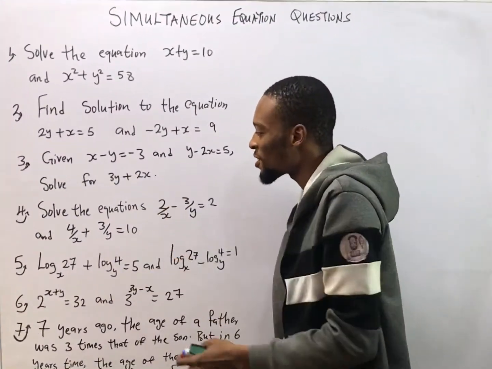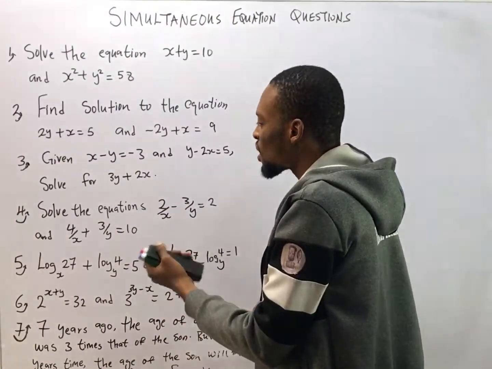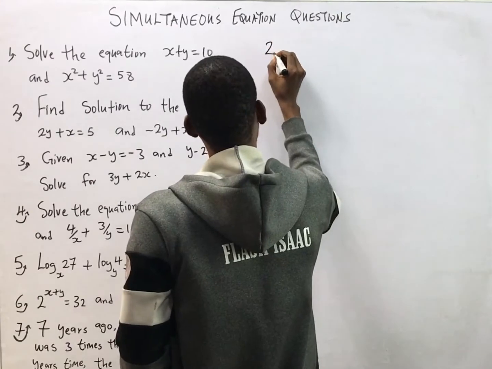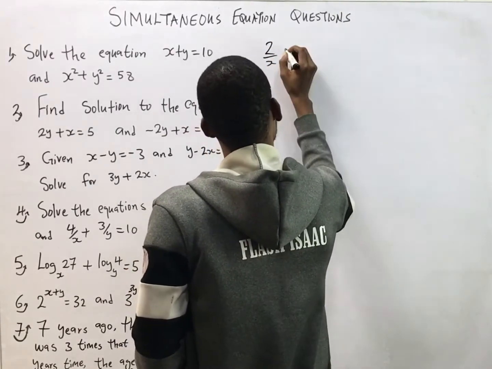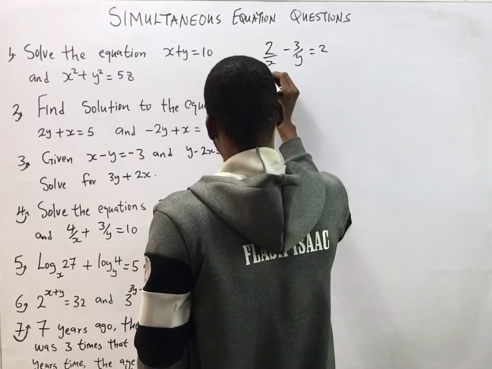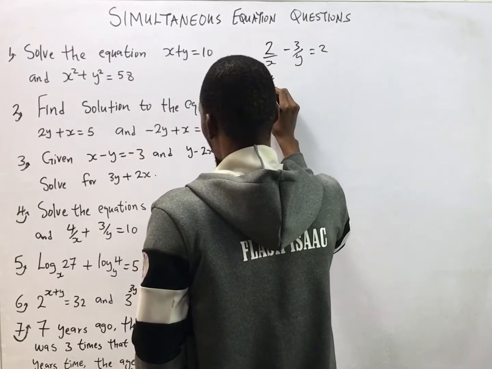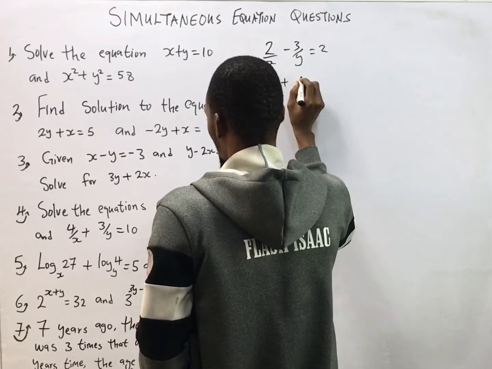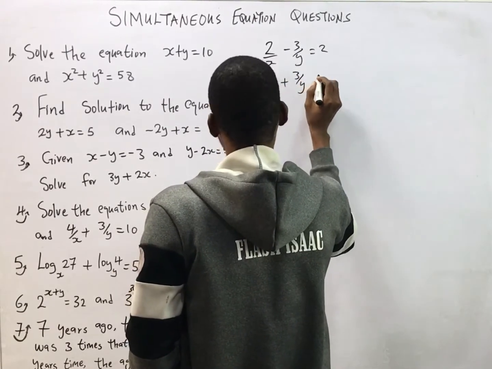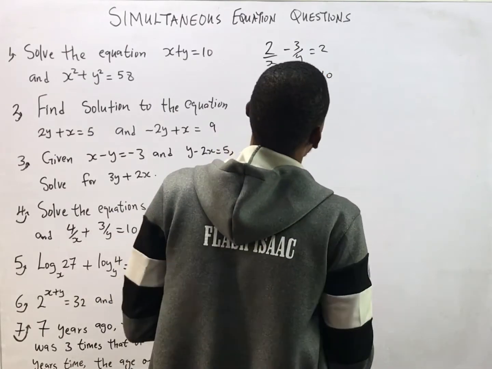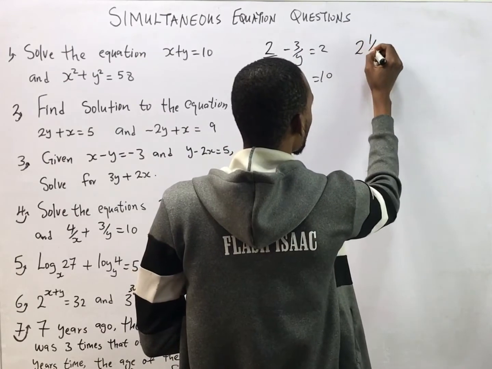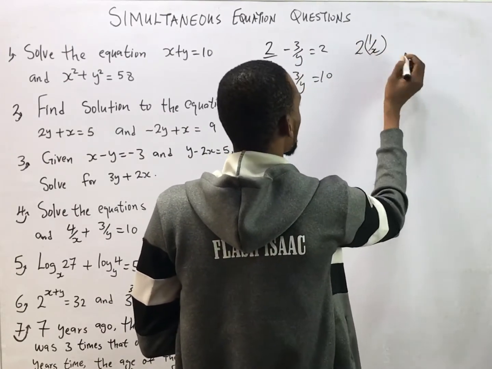So, let's look at the fourth question. In this number 4 question, we are given 2 over s minus 3 over y is equal to 2, and 4 over s plus 3 over y is equal to 10. We all know that this is the same thing as 2 times 1 over s, right?